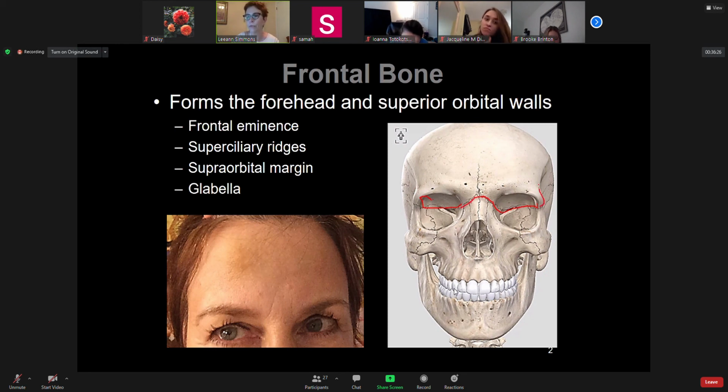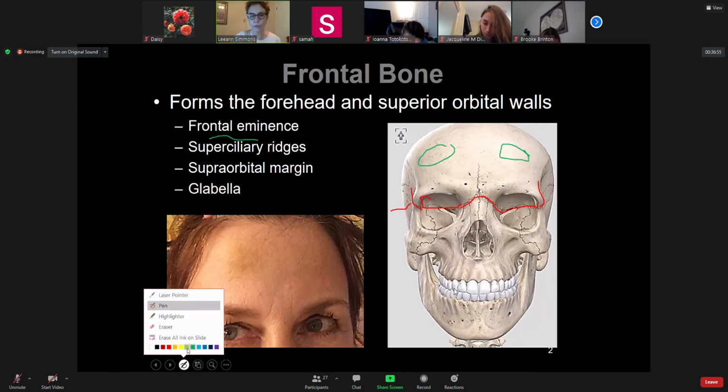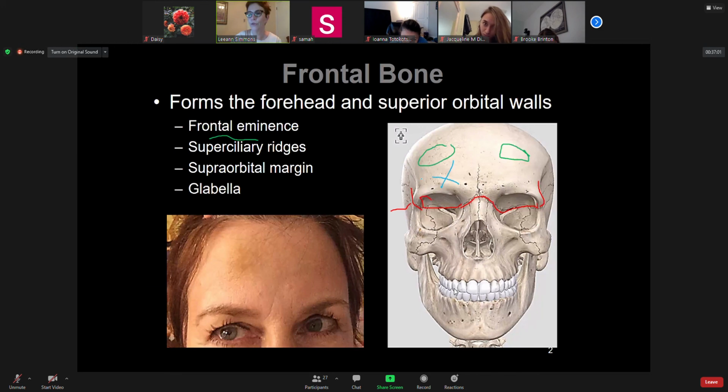Okay, so here's your frontal bone as you see it here. The superciliary ridges. We already talked about the frontal eminence, but let me go to it again, just in case. The frontal eminence is here, where you bump your head oftentimes. You get a bruise. Here are your superciliary ridges, here and here. They're going to be in blue.